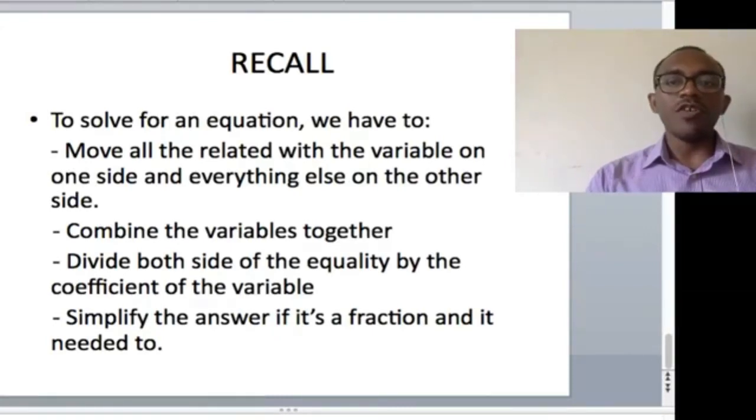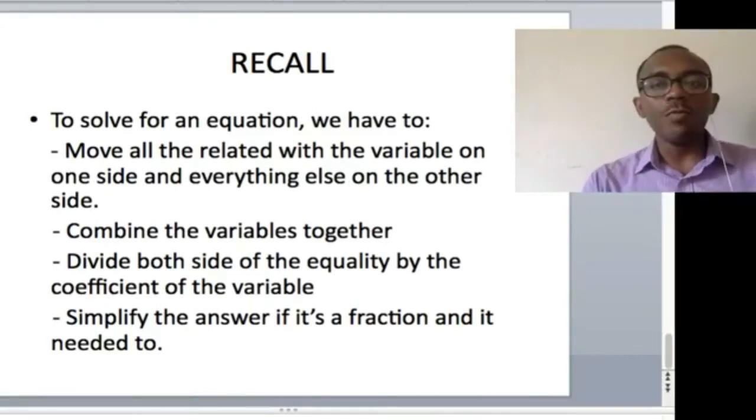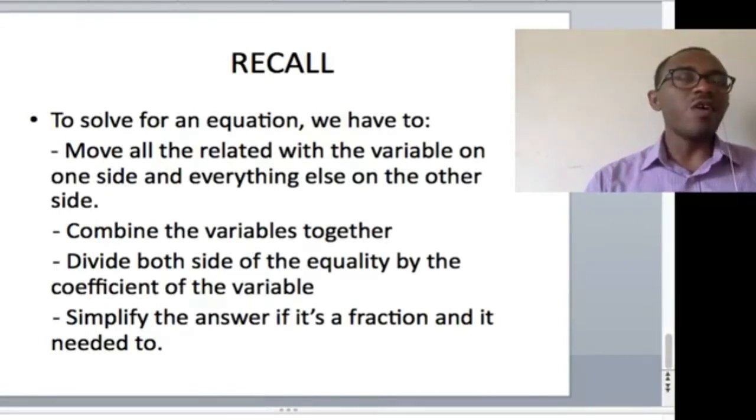To solve for an equation, this is what we have to do. Move all the terms related to the variable on one side, everything else on the other side. That's the first and foremost thing. Second, combine the variables together. Combining the variables can be done before you move the terms to one side. You can combine the variables before you move them.